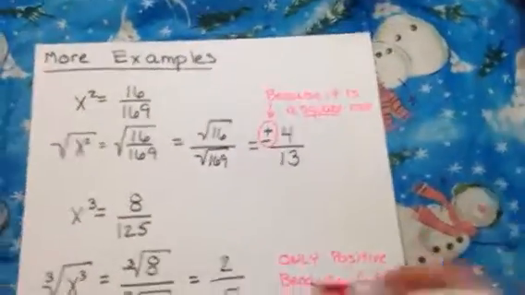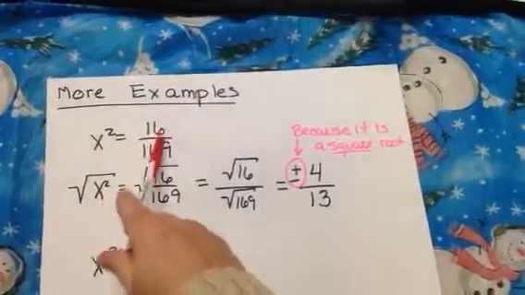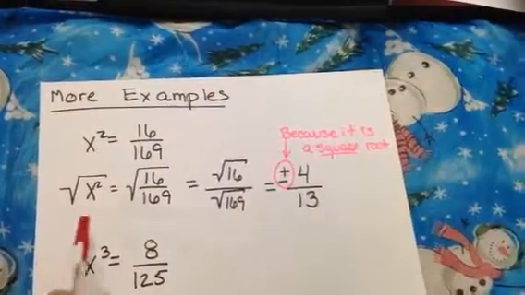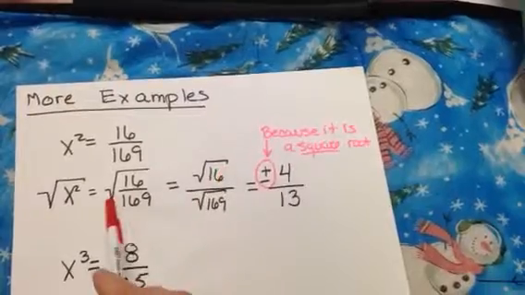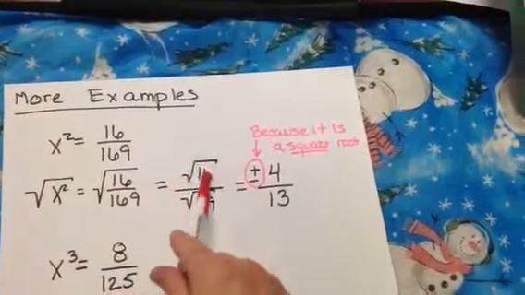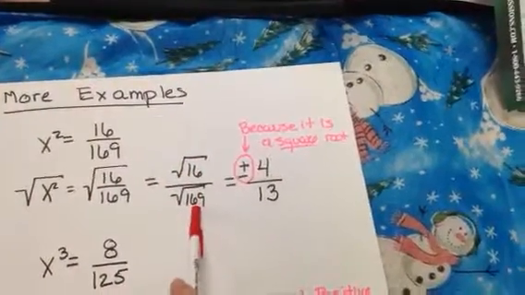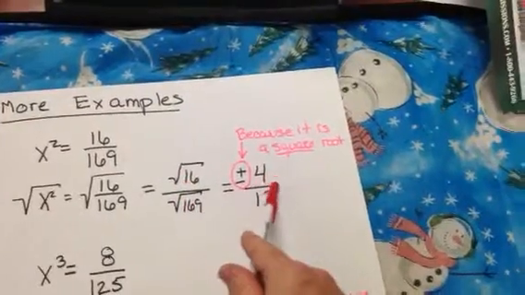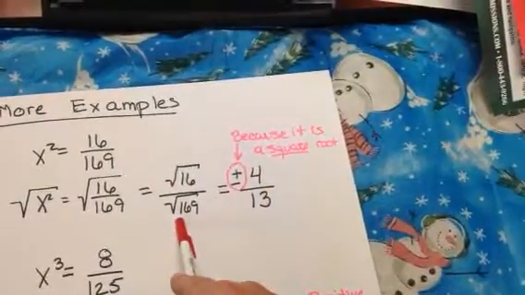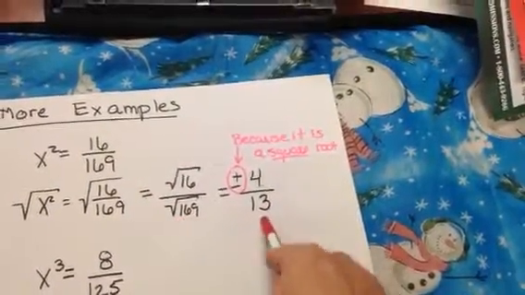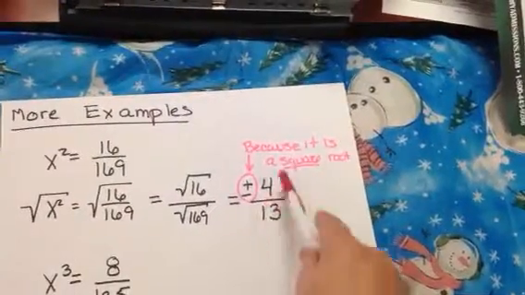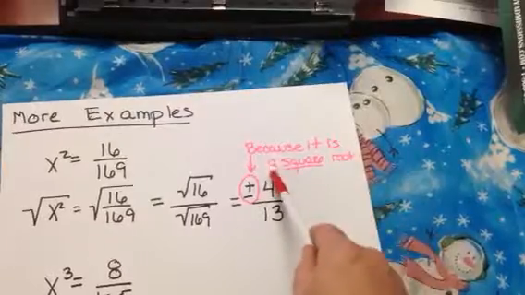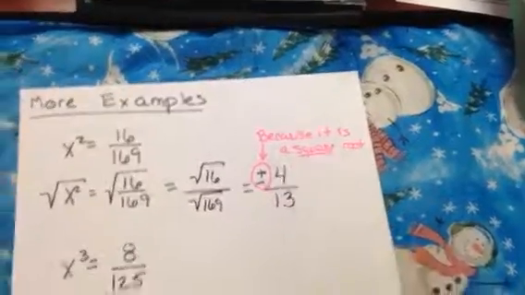A couple more examples. X squared is equal to 16 over 169. So the square root of both sides. Now this is a fraction, so we get to break it up. So this becomes the square root of 16 on top, square root of 169 on the bottom. Square root of 16, well, that's plus or minus 4. Square root of 169, that's plus or minus 13. So our whole answer is plus or minus 4 over 13. And remember, it's plus or minus because it's a square root.